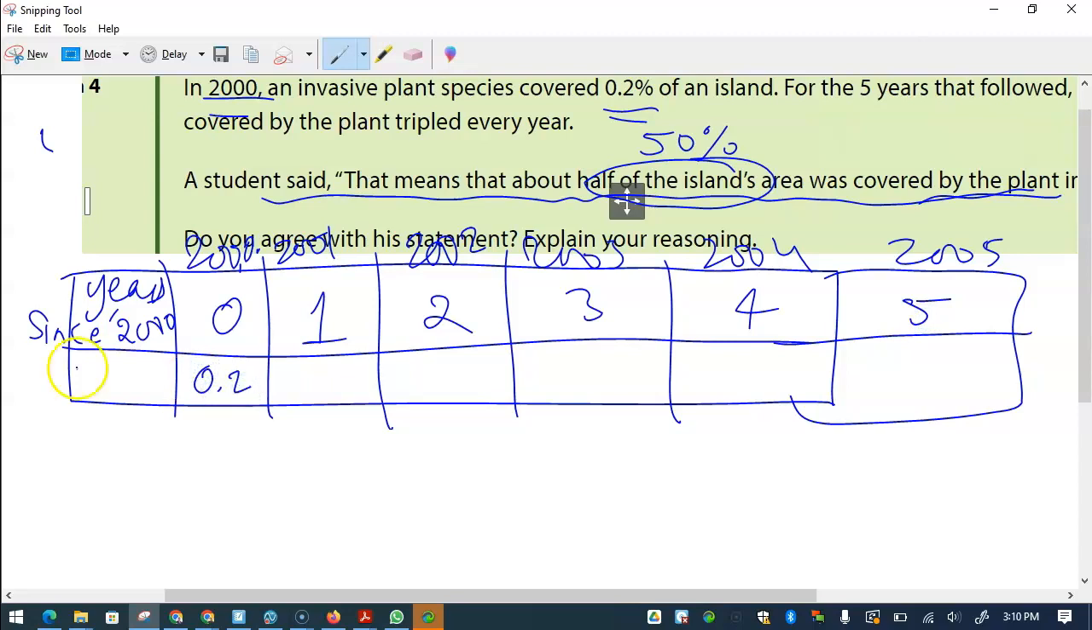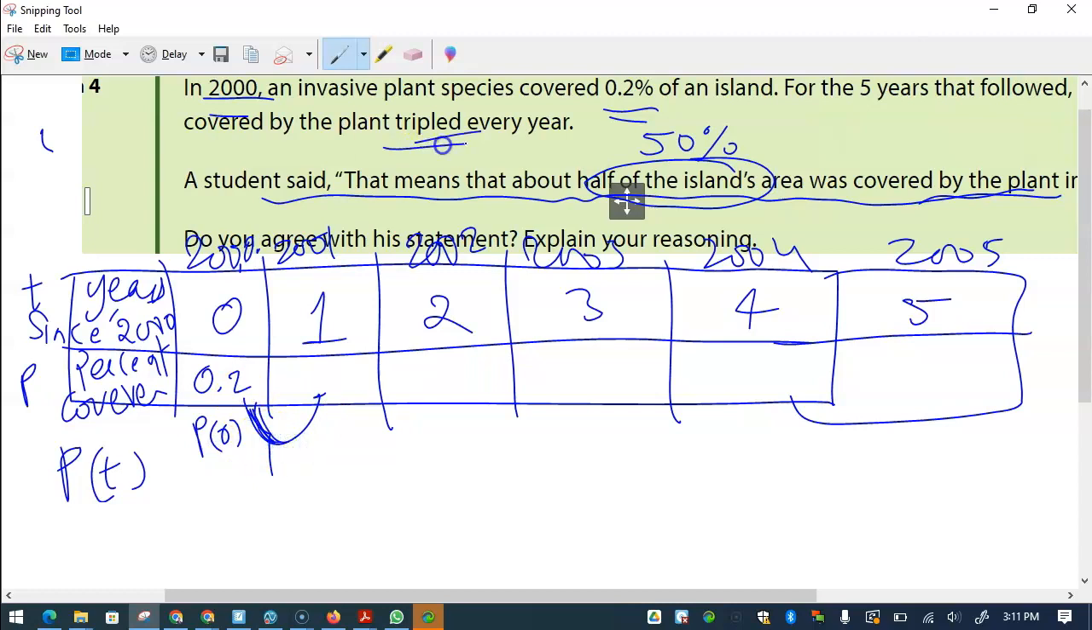This is the percent coverage. I can even write this as T, and this as percent coverage. We can use P of T to model this. So this is P of 0 in the beginning. The problem says every year it tripled. What is the meaning? Tripled basically means you're multiplying by 3. So there's a growth factor of 3 from here to here, and then again from here to here you multiply by 3, multiply by 3.